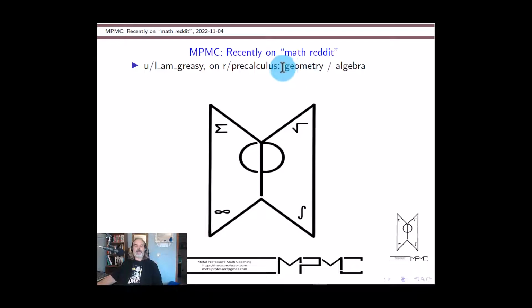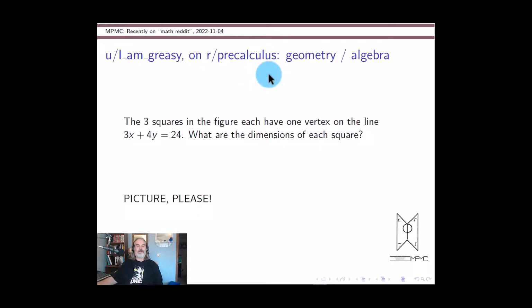algebra problem. And sometimes when I do these, I'll do 2 or 3 problems, but I spent a lot of time making the slides for this thing, as you'll see. So I'm just going to stick with this one. It comes from a user that sounds like he or she has an unfortunate condition.